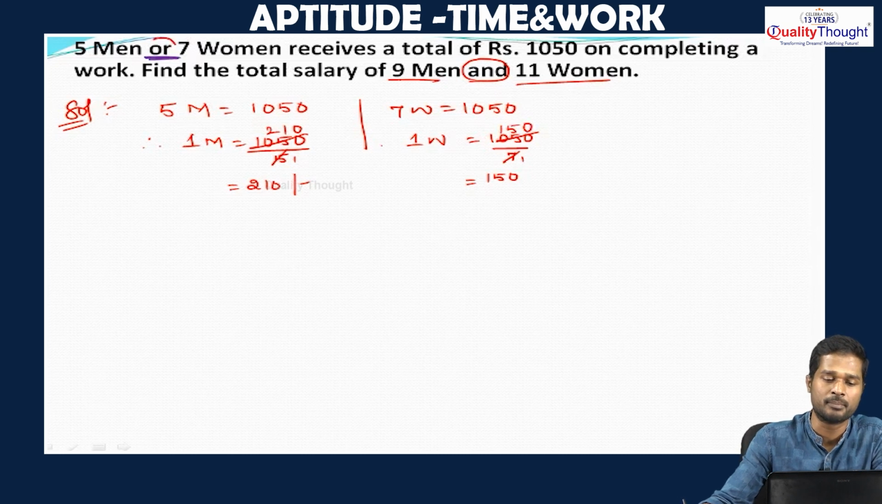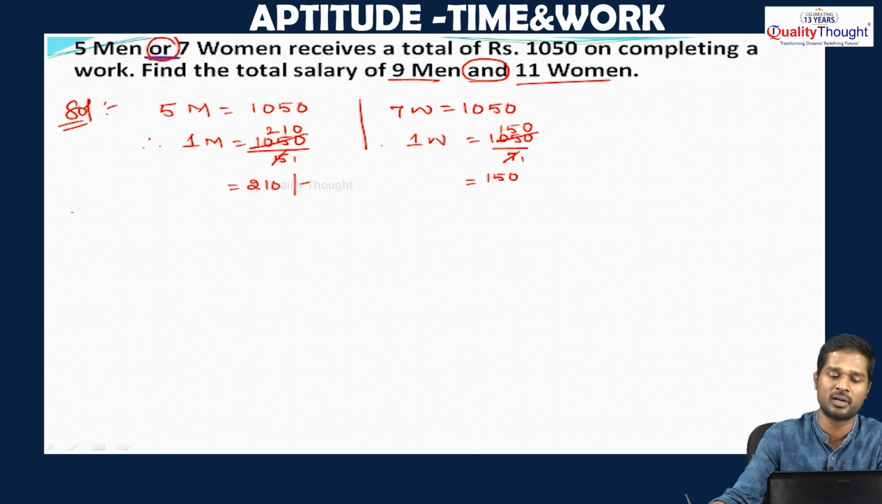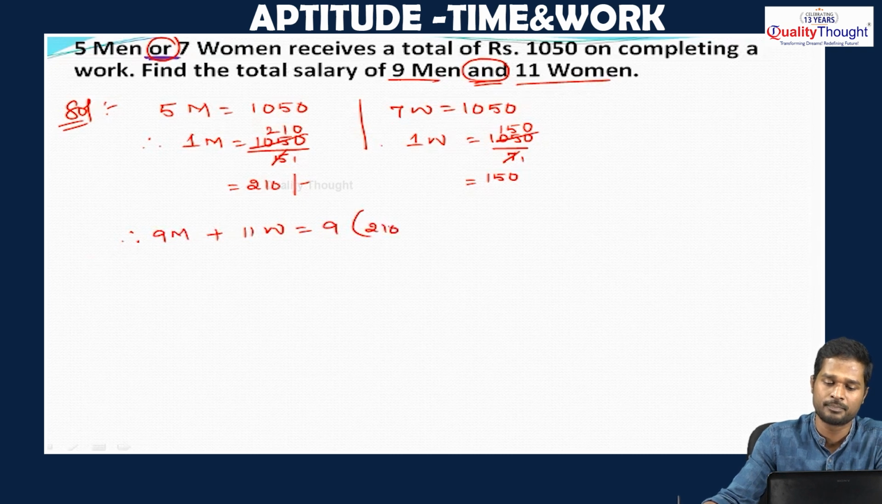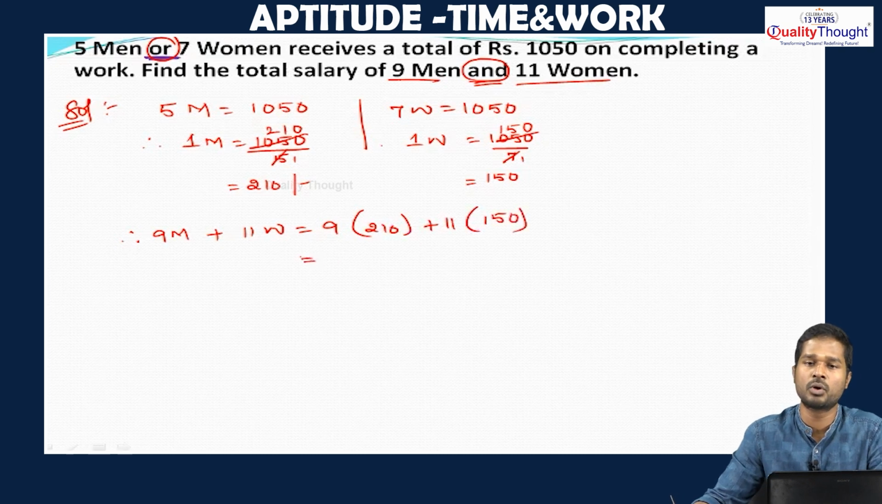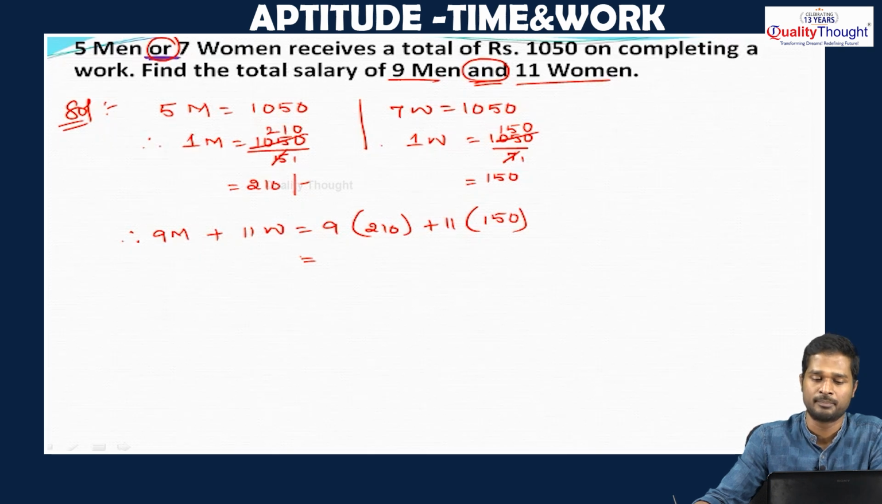Here, or means we separate them. Or means separately: 5 men will get a salary of 1050, or 7 women will get a salary of 1050. Now, what is the question he is asking? See, and is a conjunction which will join the things. So the salary of 9 men and 11 women means plus. So 9 into one man's salary, 210, plus 11 into one woman's salary, 150. Simple. One man's salary is 210, so what is the salary of 9 men? One woman's salary is 150, so what is the salary of 11 women?